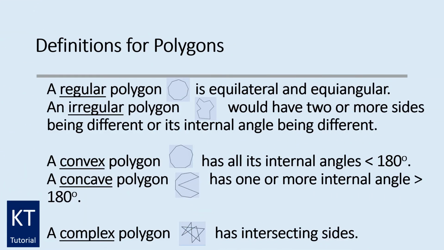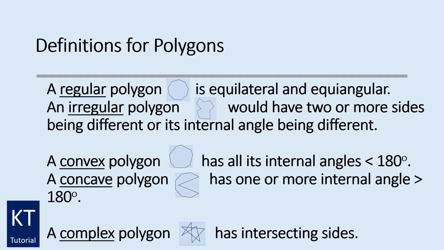The following are some of the ways to describe a polygon. A regular polygon is equilateral, which is a term for when all of its sides are equal in length, and equiangular, which is a term for when all of its internal angles are equal. Therefore, an irregular polygon would have two or more sides being different, or its internal angles being different.